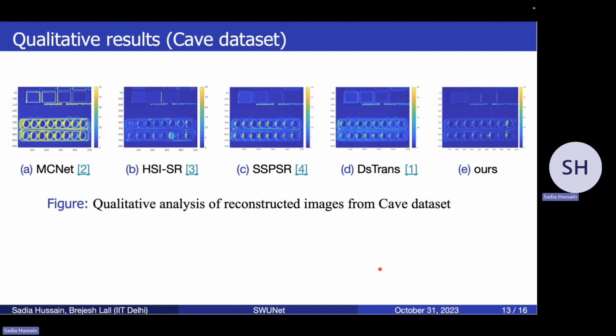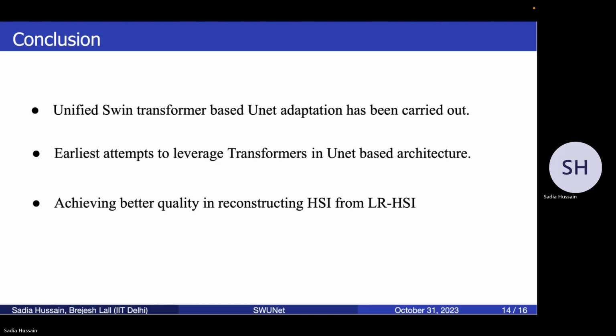These are our qualitative results, and these figures show the error maps of the methods. We have MCNet, HSISR, SSPSR. These are three convolutional neural network based methods. DS-trans is a transformer based method. So in conclusion, we propose a unified Swin transformer based UNet adaptation. It is one of the earliest attempts to leverage a transformer in a UNet-based architecture. We demonstrate it by achieving better quality results in reconstruction from low-resolution HSI.